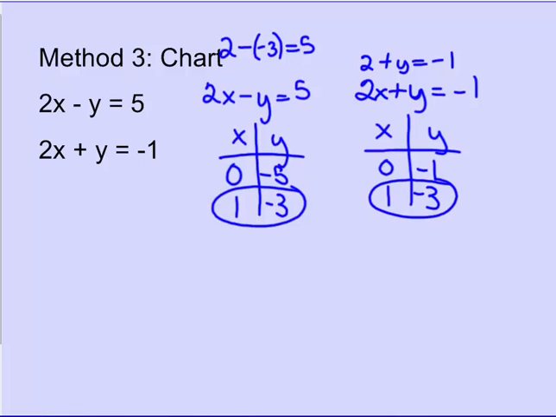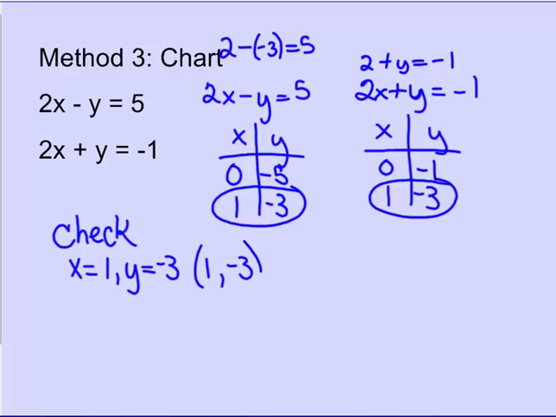These two linear equations have x equals 1, y equals negative 3 working in both of those equations at the same time. So again, I'm going to leave the check for you. x equals 1 and y equals negative 3, or we could write it as the ordered pair 1, negative 3. I'm going to leave those checks for you to do.